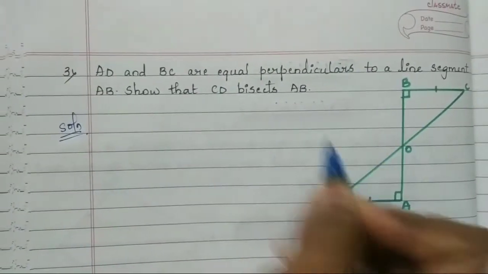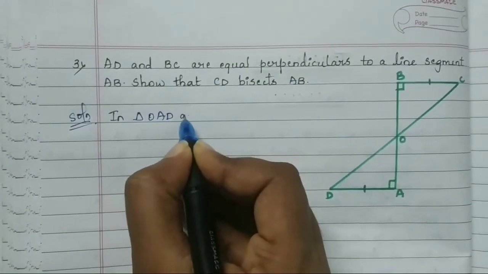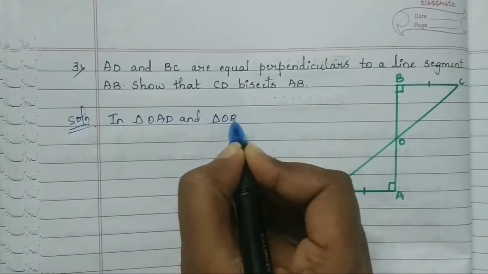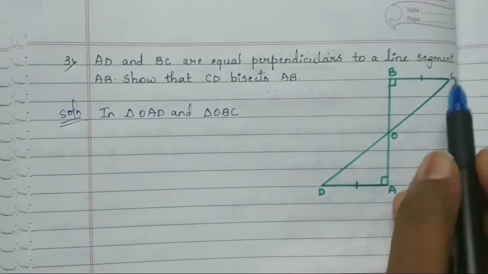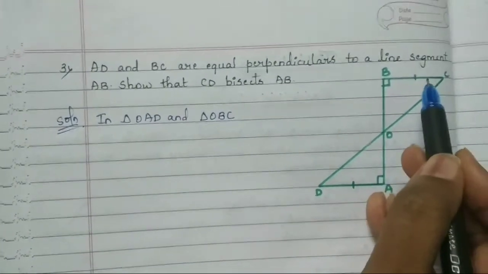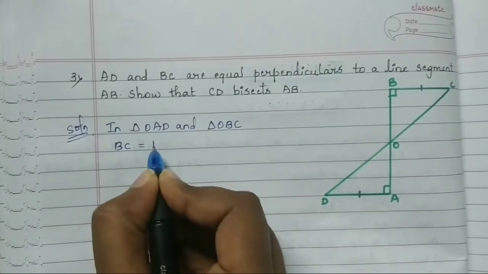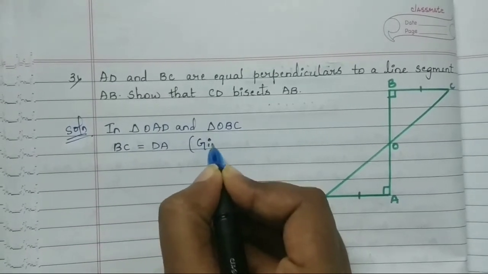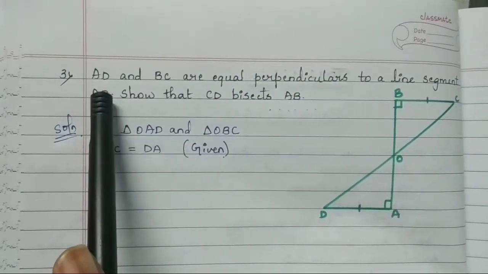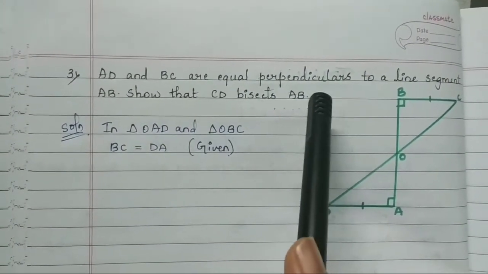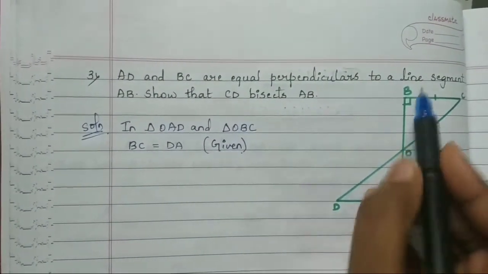First we have to consider these two triangles. So in triangle OAD and triangle OBC. Okay, so the first thing given is, BC is equal to AD. As in the diagram, you can see the marks show us that both the sides are equal. So we can say that BC is equal to DA. It is already given. Okay, then what is given is this AD and BC are perpendicular to the line segment. So we can write they are perpendicular. It means this is 90 degrees.